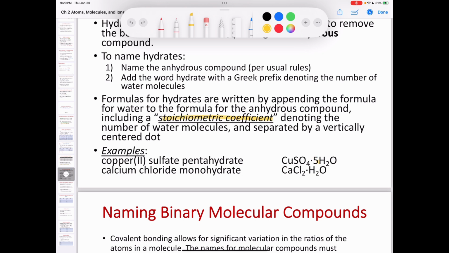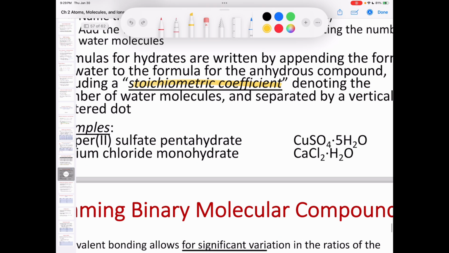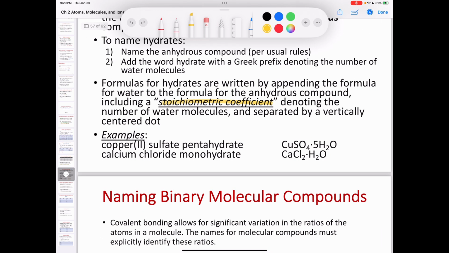And what that means is, if we take a look at this first compound, if I just asked you to name CuSO4, you'd say, well, sulfate is 2 minus, so that means my copper is 2 plus. So if I just gave you CuSO4, you would call that copper 2 sulfate.